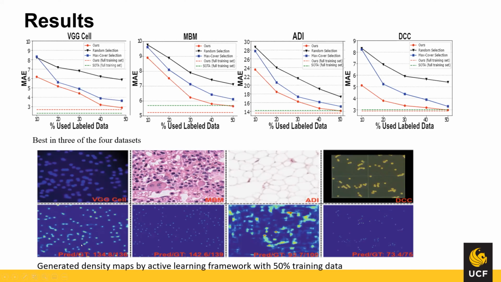And they also included the predicted density maps for some of the image data sets out there. So you can see the VGG and the corresponding density maps and the MBM, the adipocyte, and the final, I forgot the name, but the final image data set.